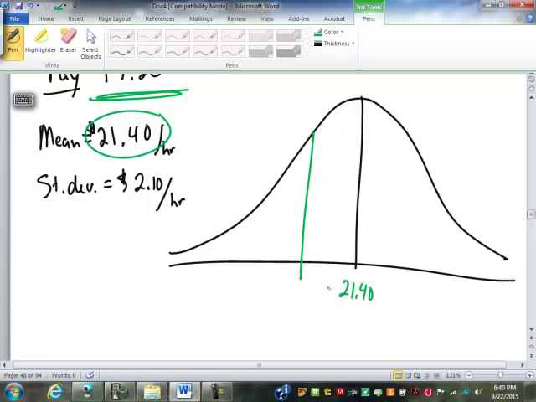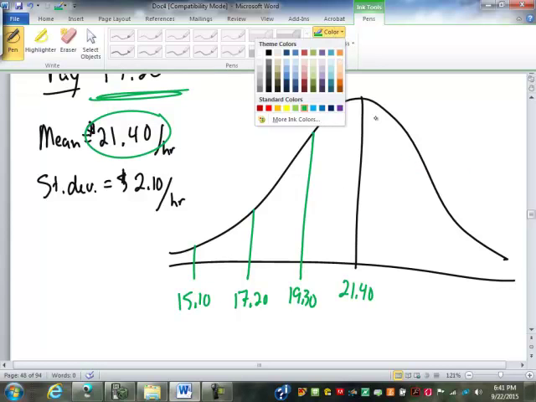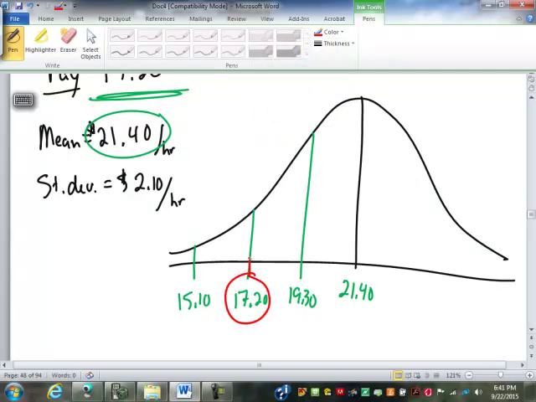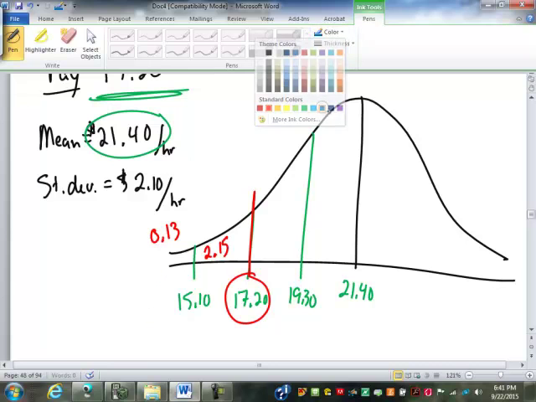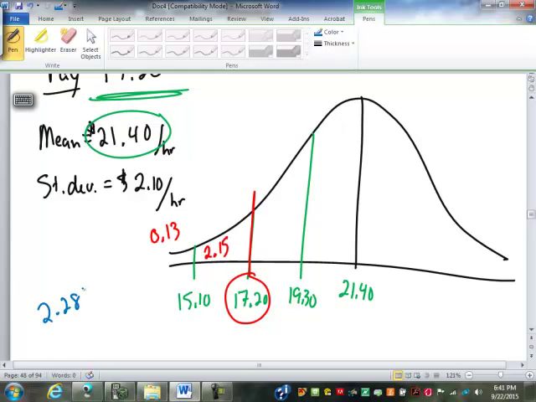Next is going to be 2140 minus 210, or 1930. Minus another 210 is 1720. Minus another 210 is 1510. We don't need to go the other way. We could if we wanted to, but your pay is right here, 1720. So put 2.15% in there and 0.13% here. What that's telling you is that only 2.28% of employees in that field are making less than what you've been offered. So it's probably not that great of a paycheck.